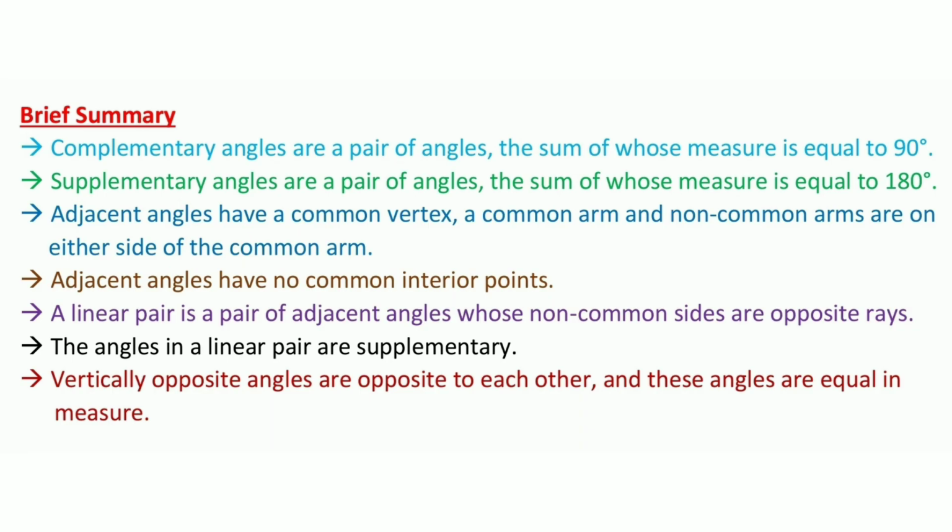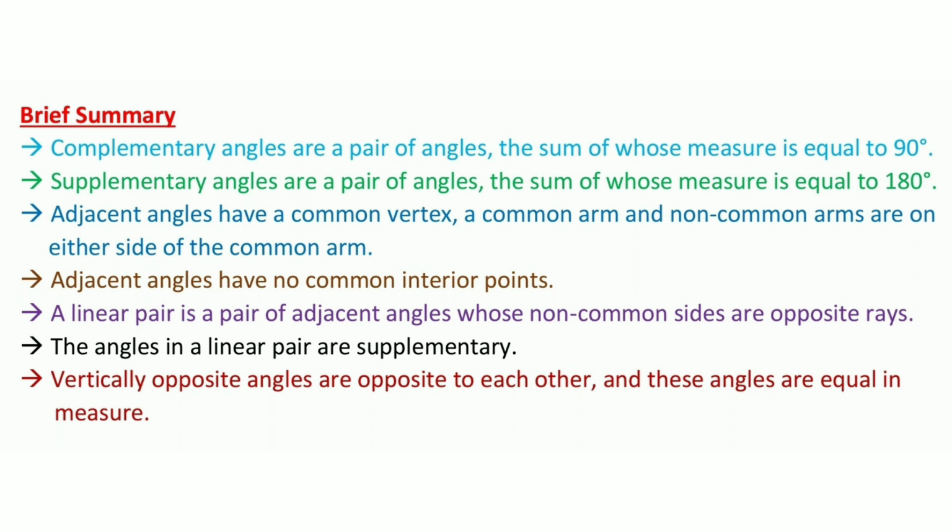Now some brief summary of this chapter. First, complementary angles are a pair of angles, the sum of whose measure is equal to 90. Supplementary angles are a pair of angles, the sum of whose measure is equal to 180. Student, please pay attention. This is the difference between the complementary and supplementary angles. Now adjacent angles have a common vertex, a common arm, and non-common arms are on either side of the common arm.